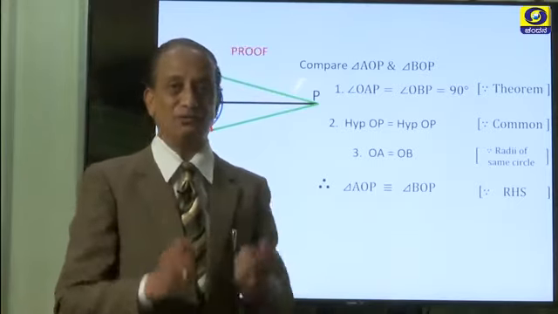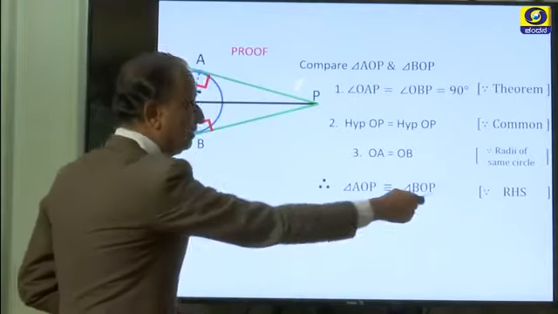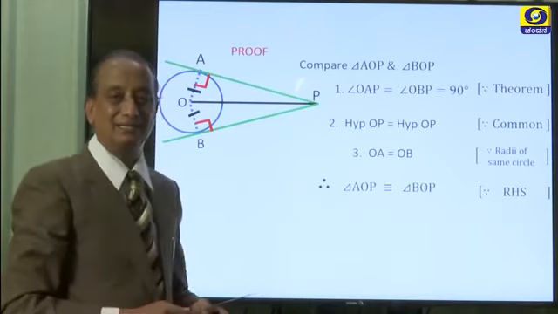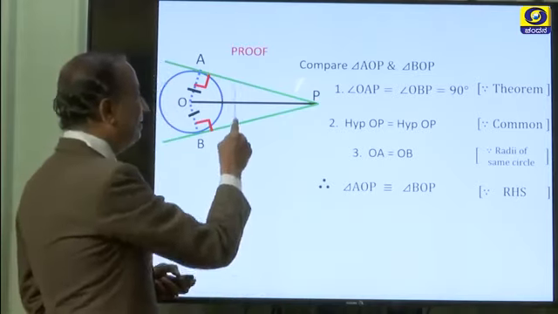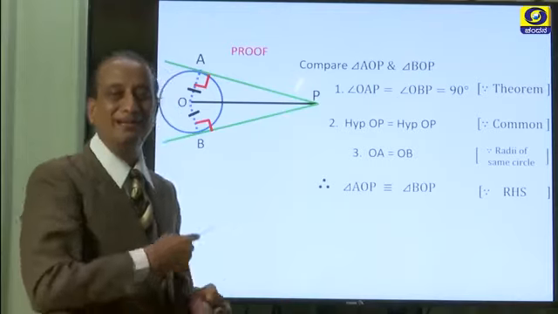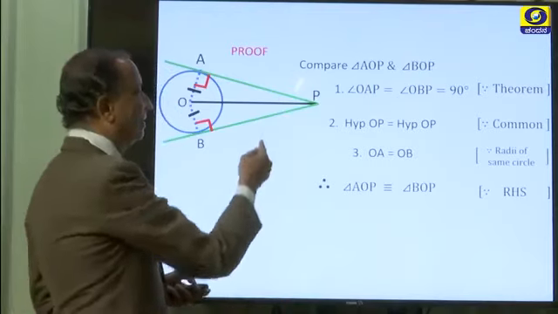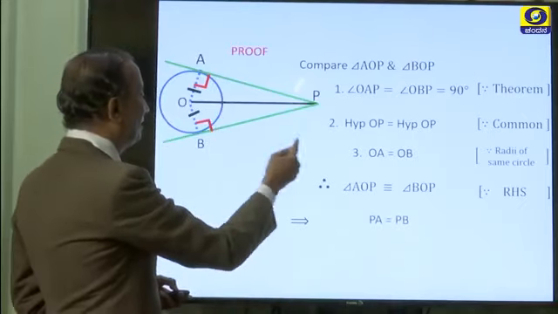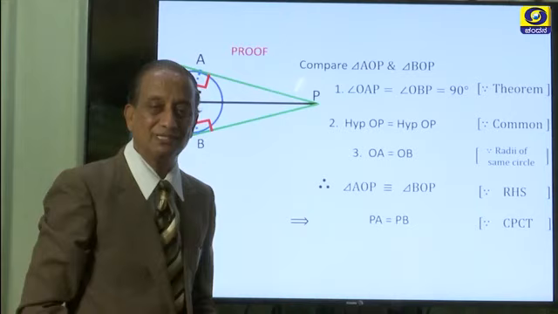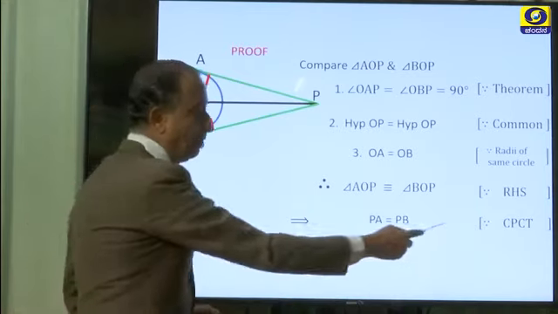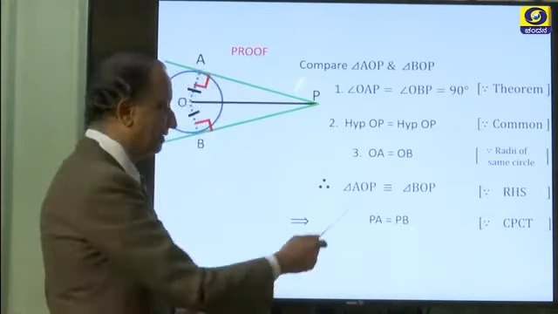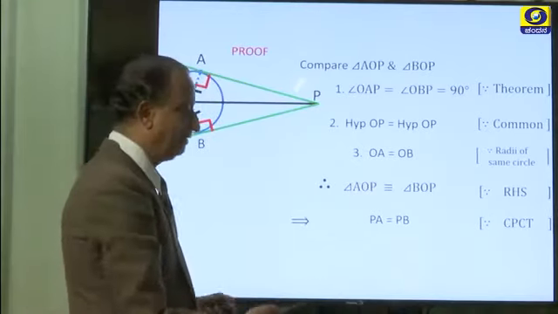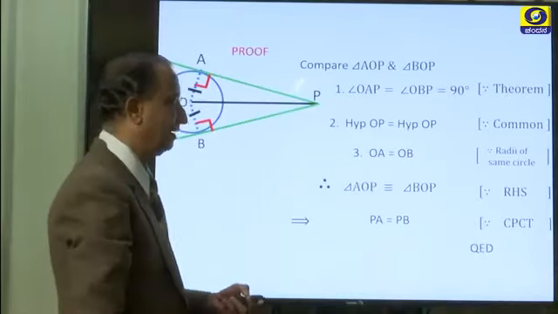This we have proved in fact in 9th standard. So, using that criterion we could show that those two right angle triangles are congruent. The moment these two right angle triangles become congruent, you can immediately say that the corresponding elements must be equal. So, PA is equal to PB, because of CPCT, corresponding parts of congruent triangles. Hence the length of PA and length of PB are equal, hence it is proved, it is established.